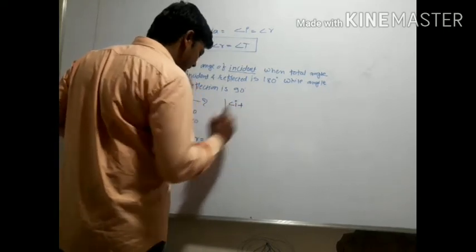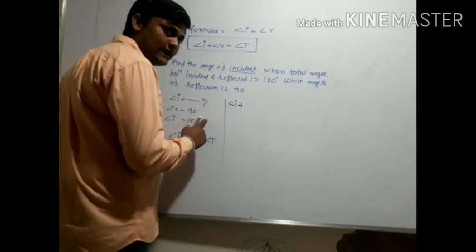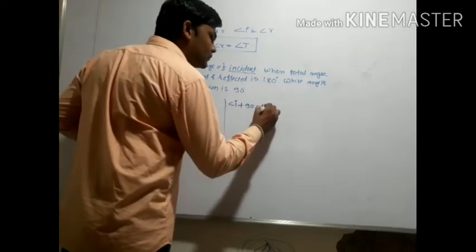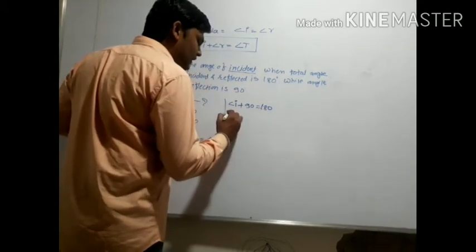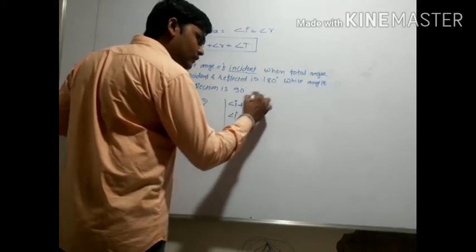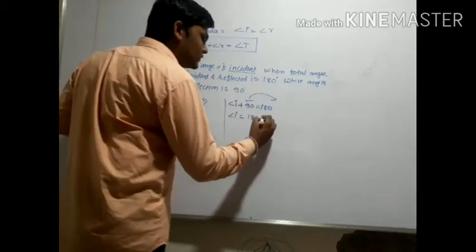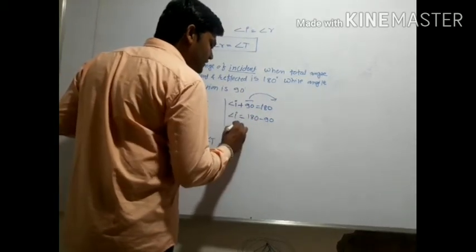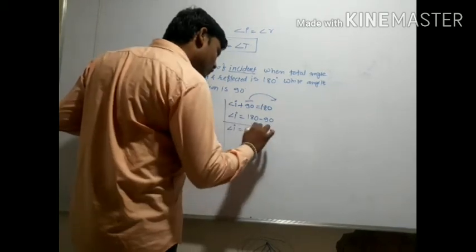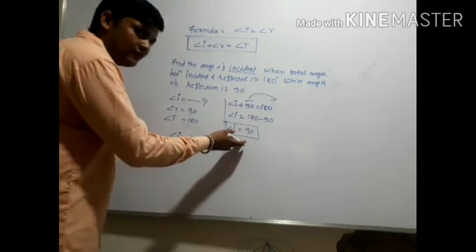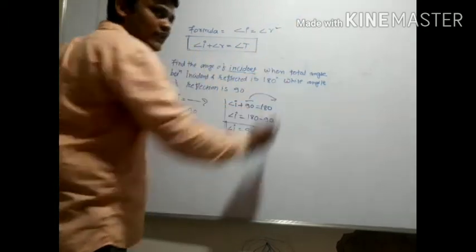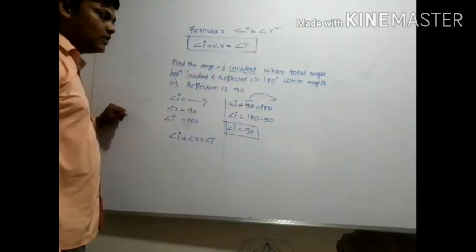Angle of incidence plus angle of reflection. Angle of reflection is 90 degrees, so we put 90 here, is equal to total angle. Total angle is 180, so put 180 over there. Next, angle of incidence is equal to 180 minus 90, since moving it to the other side becomes minus. So angle of incidence is 180 minus 90, which becomes 90. So on the basis of this, we have clearly seen that angle of incidence is always equal to angle of reflection.